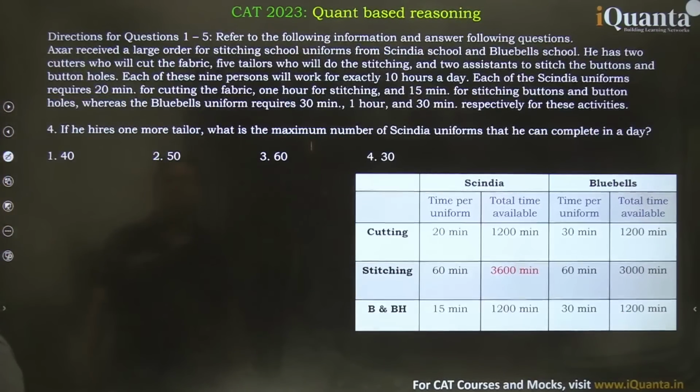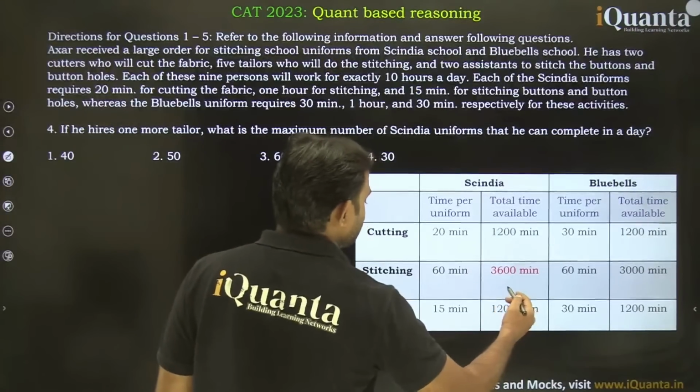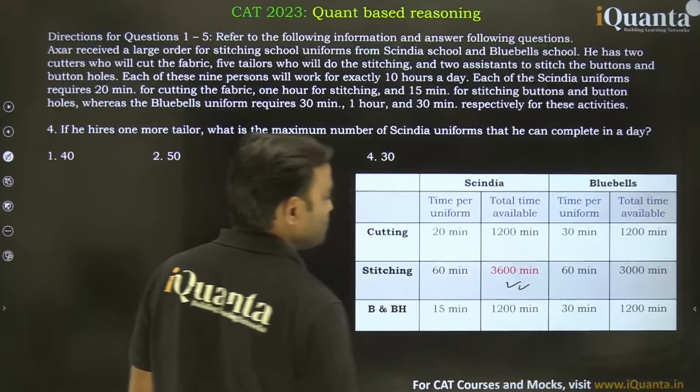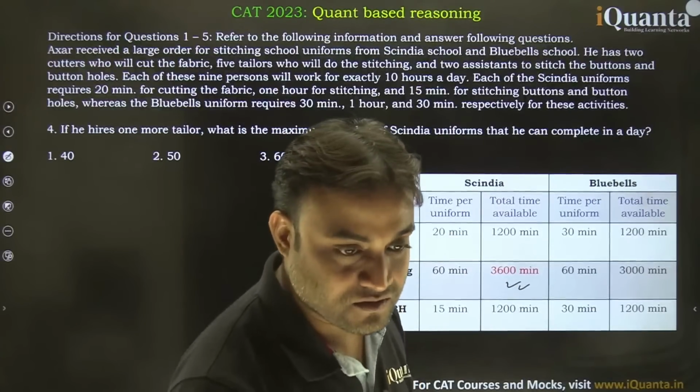Fourth one, it says if he hires one more tailor, what is the maximum number of Scindia uniforms that he can complete in a day? So one more. That's why you can see instead of 5 there are 6 tailors now. So the total minutes available will be equal to 3600 minutes.